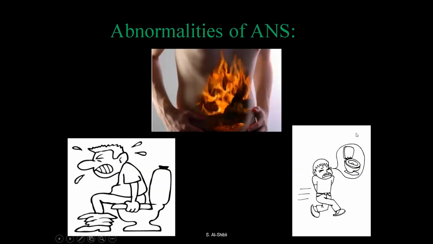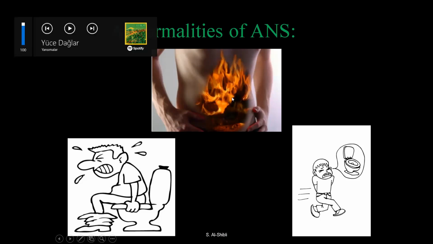We have some applied anatomy of abnormality in the autonomic nervous system. You know, this is a very, very famous condition that mainly affects doctors. Half of the doctors have this. What is this? Yes, this is irritable bowel syndrome.